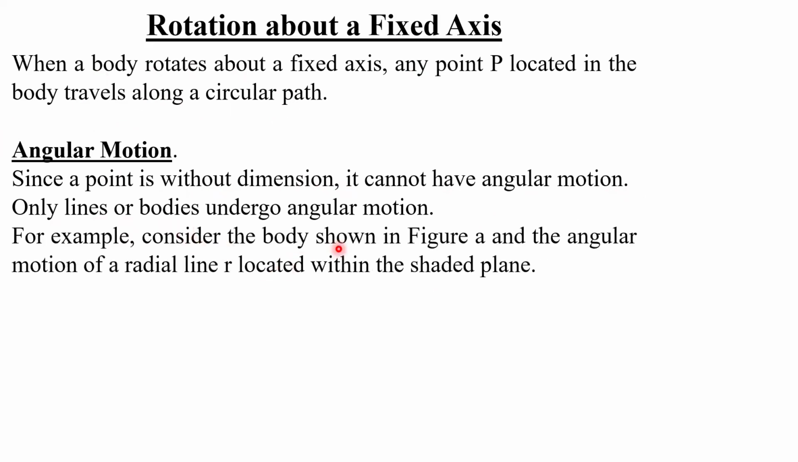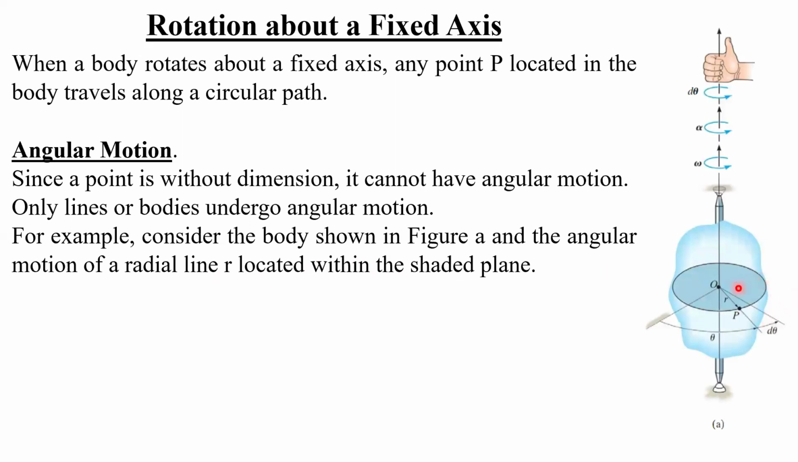For example, consider the body shown in figure A and the angular motion of a radial line r located within the shaded plane. So this is the body that we're talking about, and this is the line located within the shaded plane. This is the shaded plane, and this is point P, making a circular motion around point O, and its direction is always towards point O, else it will go in a straight line or go away.